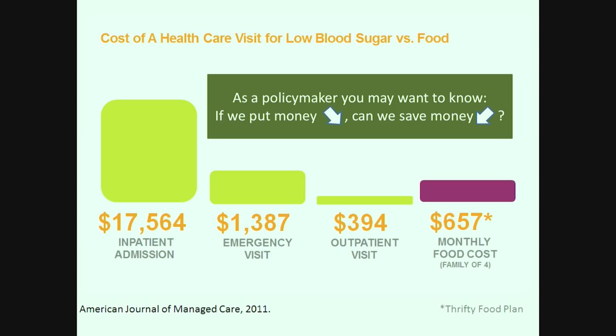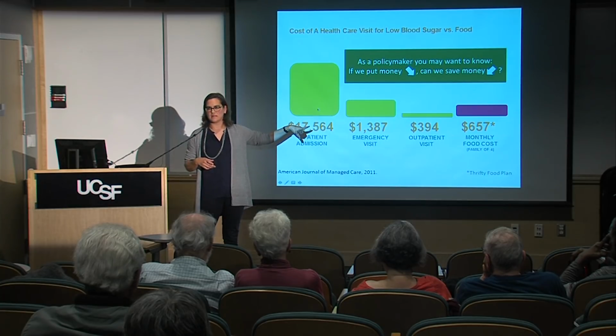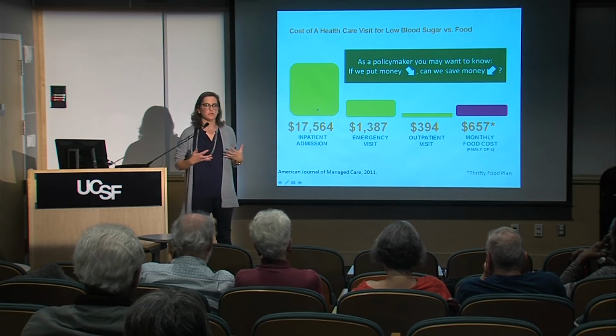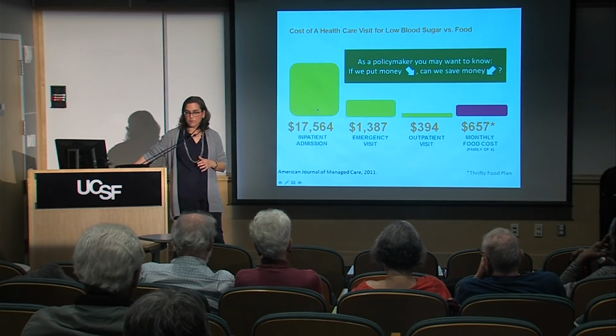Okay, so back to this slide. As a policymaker, and probably you too in the audience, we're probably thinking to ourselves, all right, if I put money here and helped households to meet their food needs, could we save money here? That's what the policymakers want to know. And so to answer that question, first we have to understand, how do people get to that $657? How do people in food insecure households meet their monthly food budget?